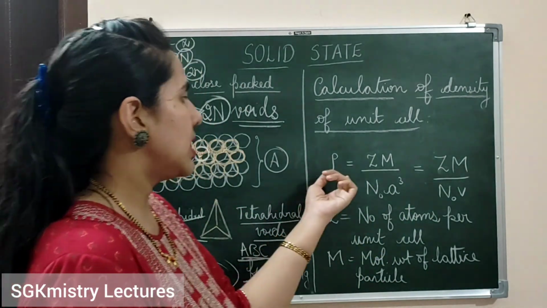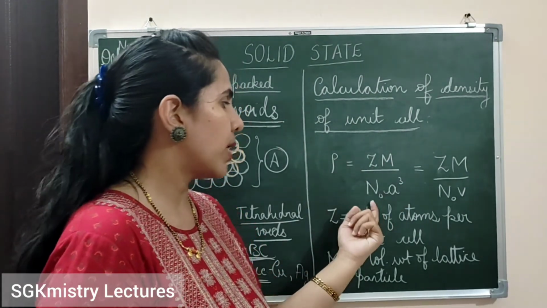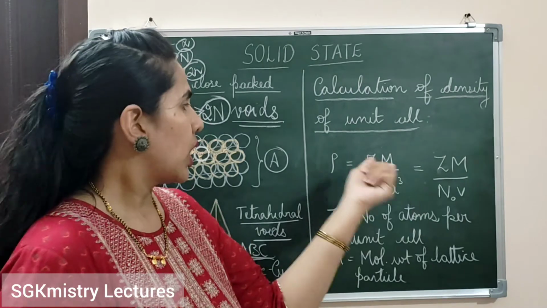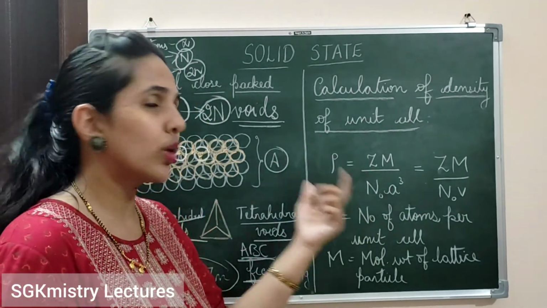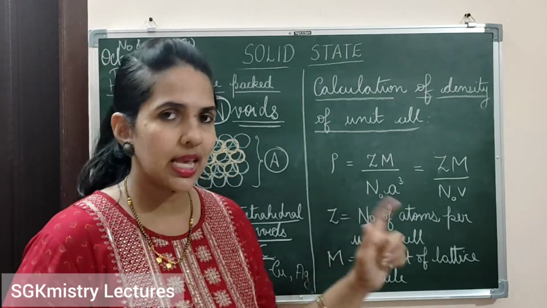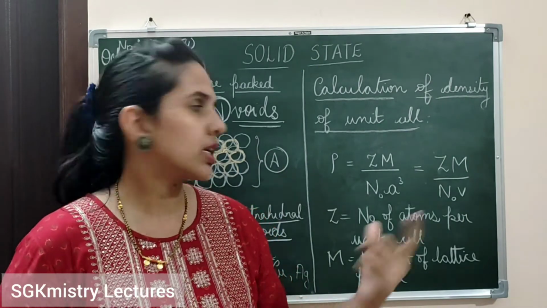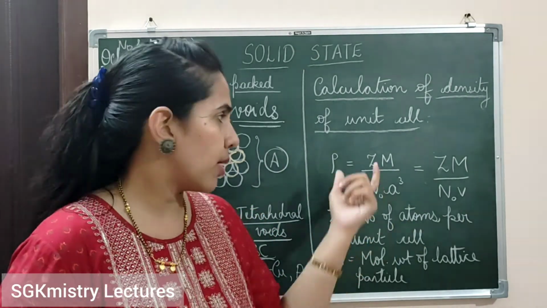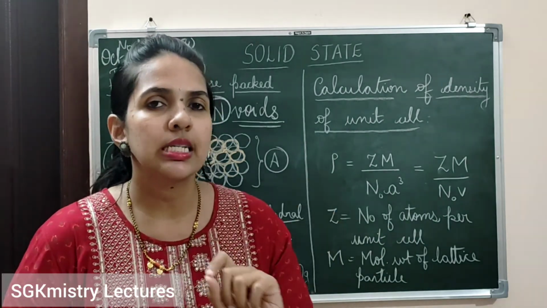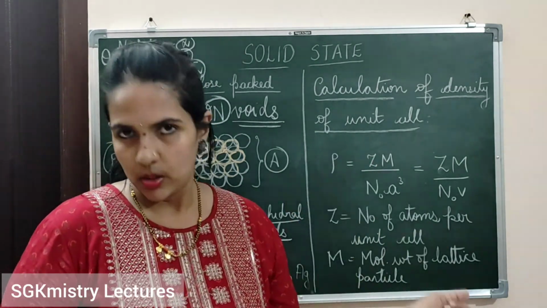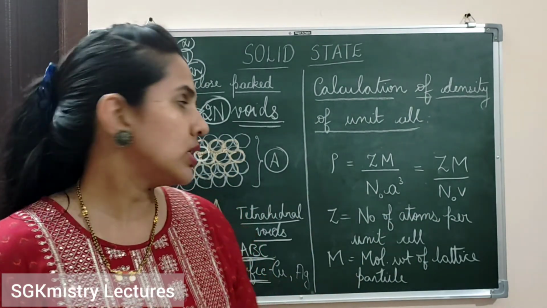Now you can see density is given by rho, which is given by Z m divided by N naught into a cube, where Z is the number of atoms per unit cell. How to calculate the number of atoms per unit cell, I have explained in my previous video. If you have not watched the video, you can watch it. I have given a detailed explanation about how to calculate the number of atoms per unit cell for the different unit cells such as the simple cubic, the body-centered cubic, etc. I have given the link for the same video in the description box.